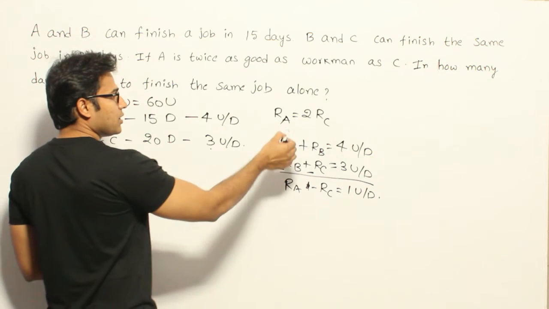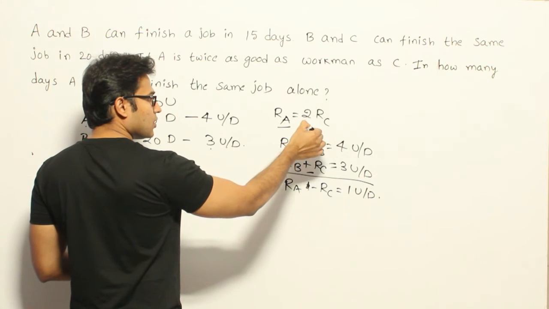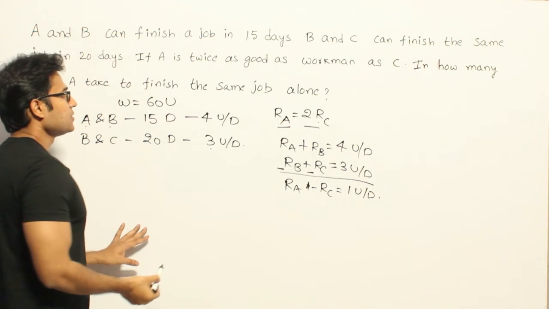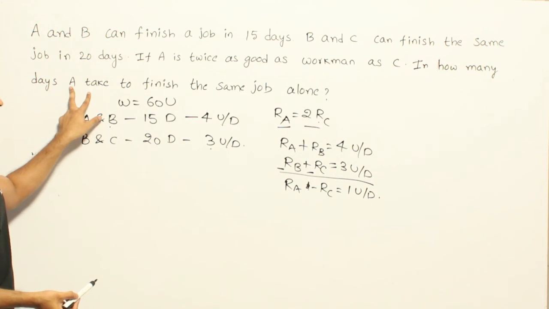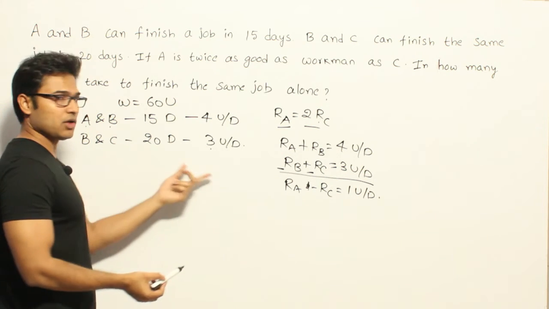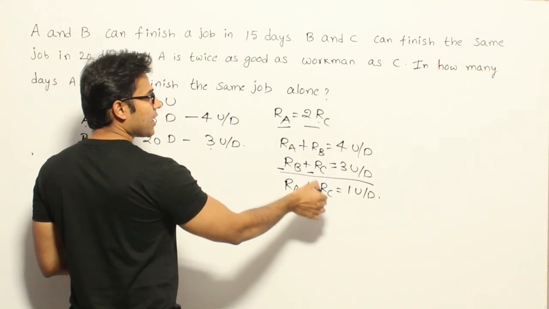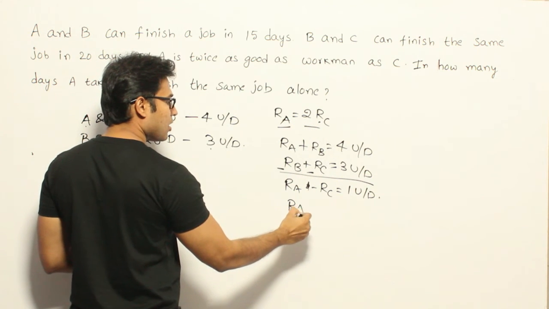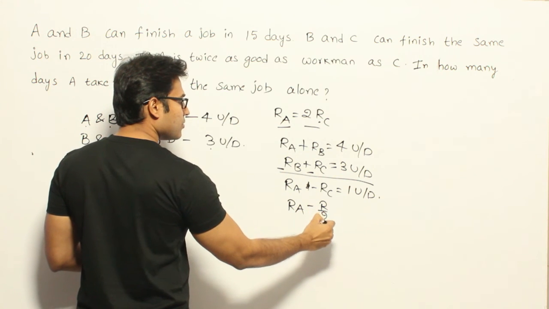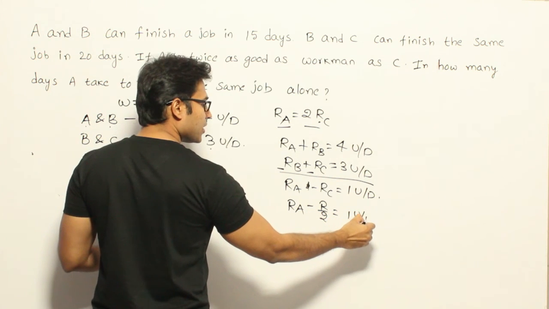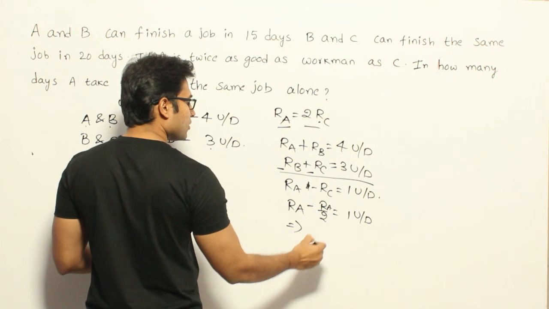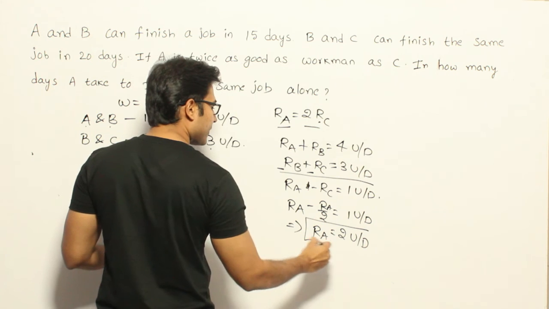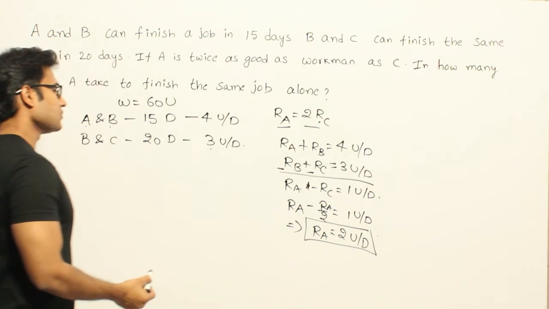Got it? And we already know that RA equals 2 into RC, or RC equals RA by 2. Since we are worried about the number of days A will take to finish it, I want to find the rate of A. That is why in place of C, I am substituting in terms of the rate of A. So RC equals RA by 2. So what do you get here? RA minus RA by 2 equals 1 unit per day. So rate of A equals 2 units per day. This is the rate at which A is working.